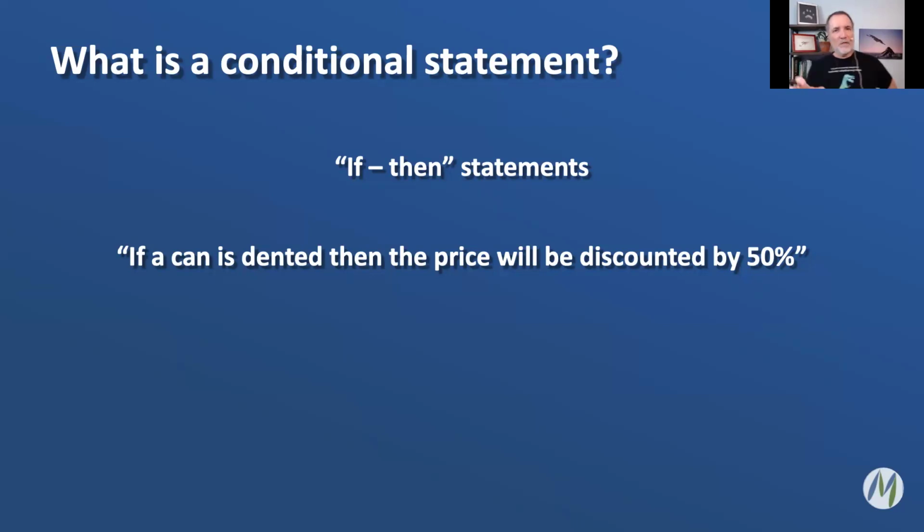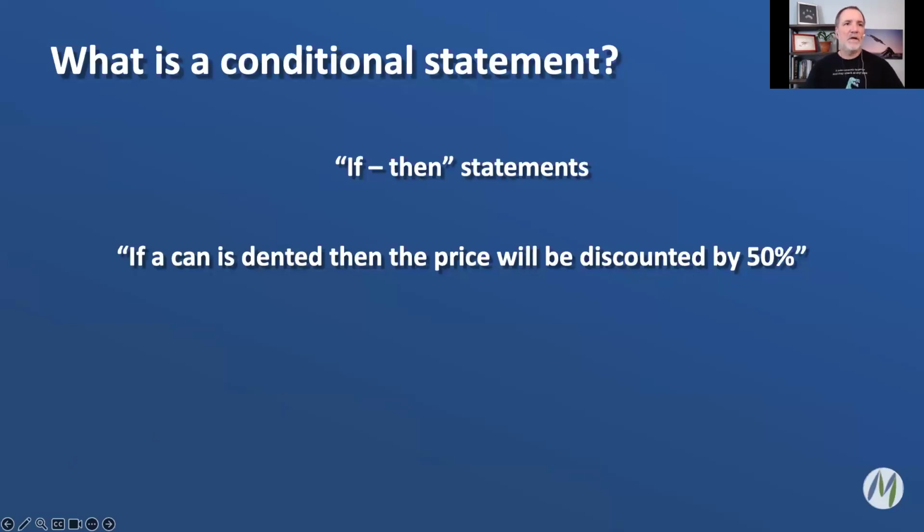So the thing to realize when we're looking at these if-then statements on the LSAT is that there are no exceptions. They're very strong statements. No exceptions. They're not could-bes, they're not maybes, they're must-bes, relationships that always exist. So any can, in this example, any can that is dented will be discounted by 50%.